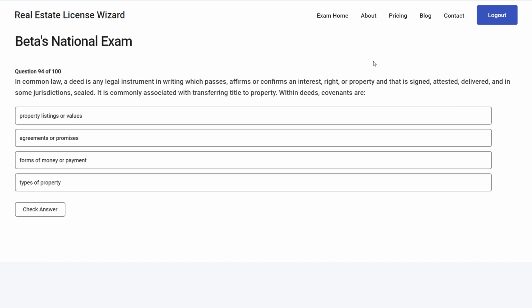All right, 94. In common law, a deed is any legal instrument in writing which passes, affirms, or confirms an interest, right, or property, and that is signed, attested, delivered, and in some jurisdictions sealed. It is commonly associated with transferring title to property. Within deeds, covenants are property listings or values, agreements or promises, forms of money or payment, or types of property. Alrighty, so think that one over.